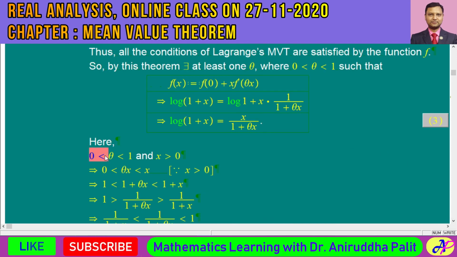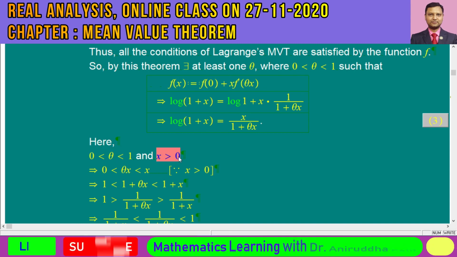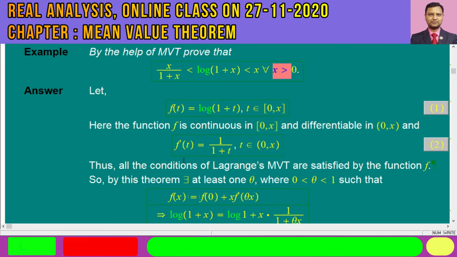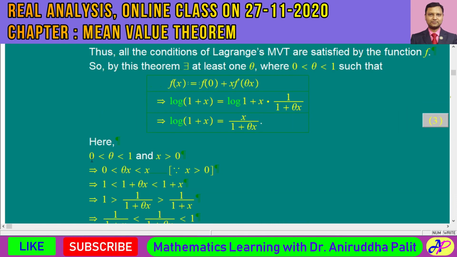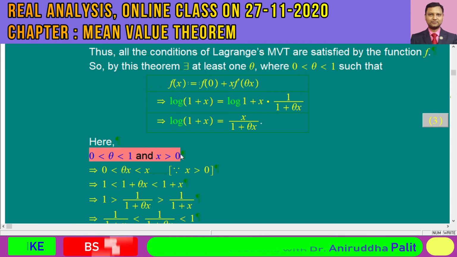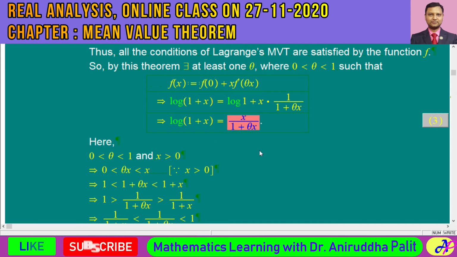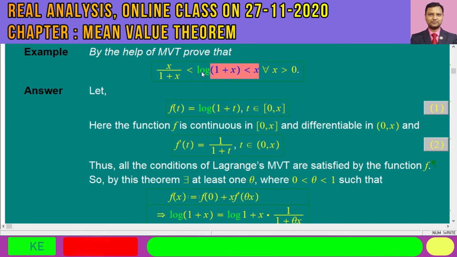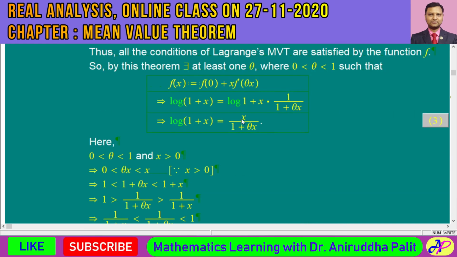We have the inequality that 0 less than theta less than 1 and x is greater than 0. This x greater than 0 is already provided in the question. From this inequality we will have to construct an inequality involving this kind of expression, x by 1 plus theta x, and that inequality would ultimately give us this kind of total inequality. Let's see how to construct this inequality.